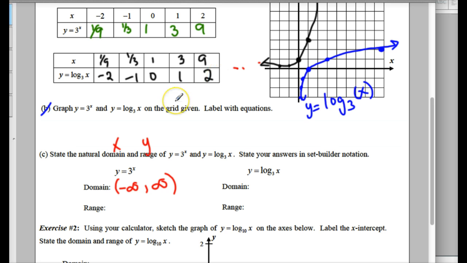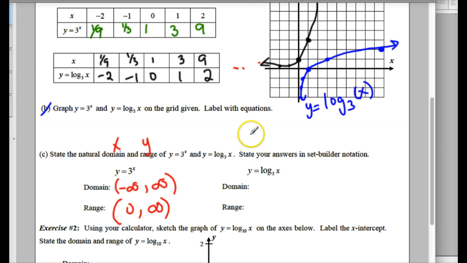My range is my y value, and if you look at this first graph, it's never going to pass y equals 0. It will go very, very close, but it will never, ever go below the x-axis. So my range is going to be from 0 to infinity. Actually, 0 is not included because it will not touch 0. It will only go really close to it.